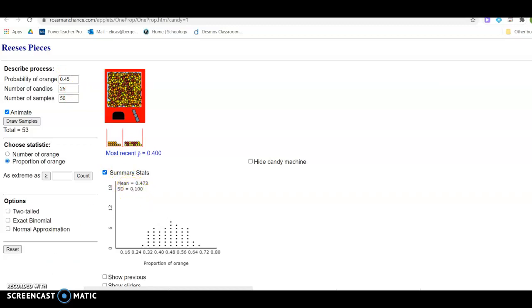So try playing around with this applet. Remember, up here is your p, your population parameter. Here is your most recent sample, your p hat. The number of candies is how many candies you are taking at a time. And the number of samples is how many sets of this amount you are taking at a time.